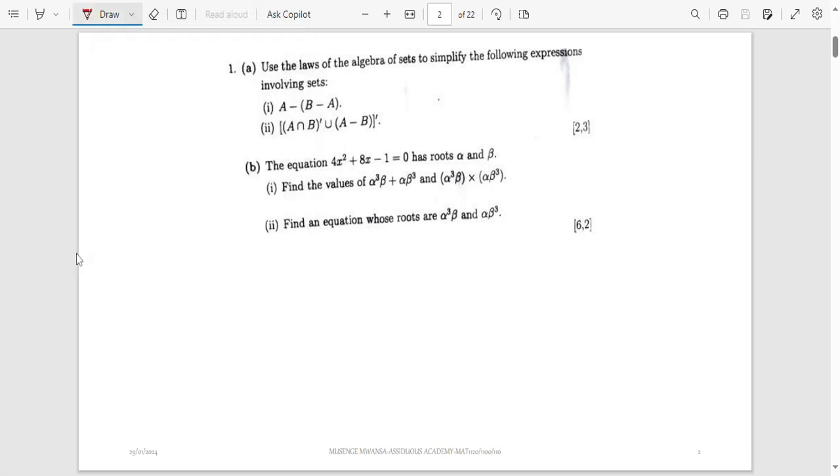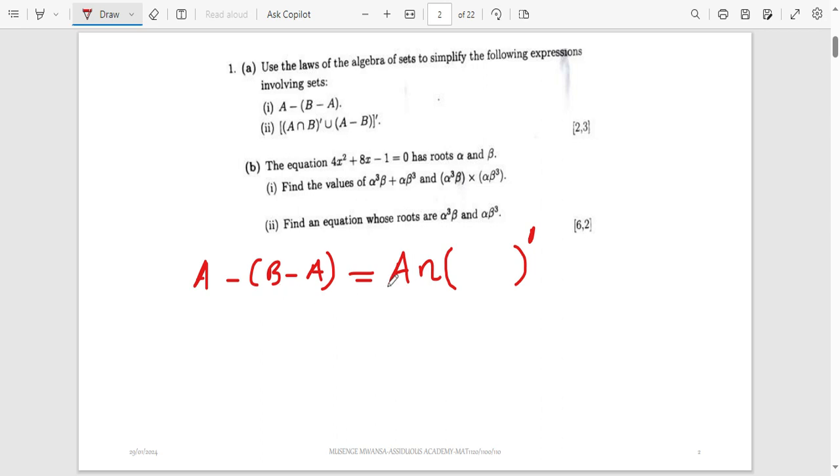Okay, so starting with the first one, we want to simplify A minus (B minus A). Now, when you are simplifying sets, what you need to have in mind is that the same letter should not be seen twice. So this will become A, and where there was the first minus, I'm going to put intersection. Remember, a minus means an intersection with the complement. So put the complement outside here, because of the first, big minus there.